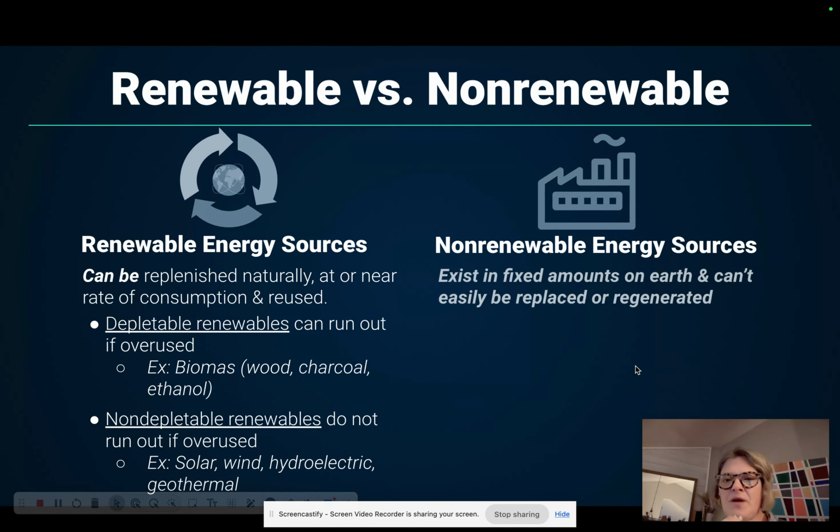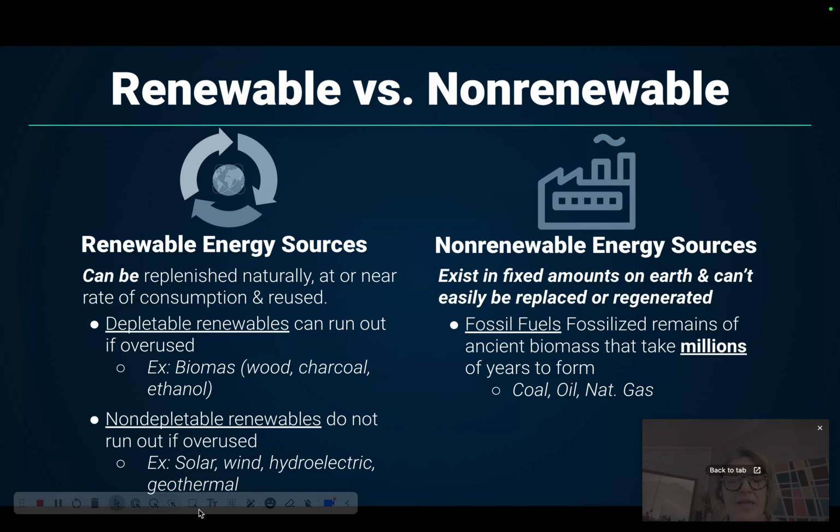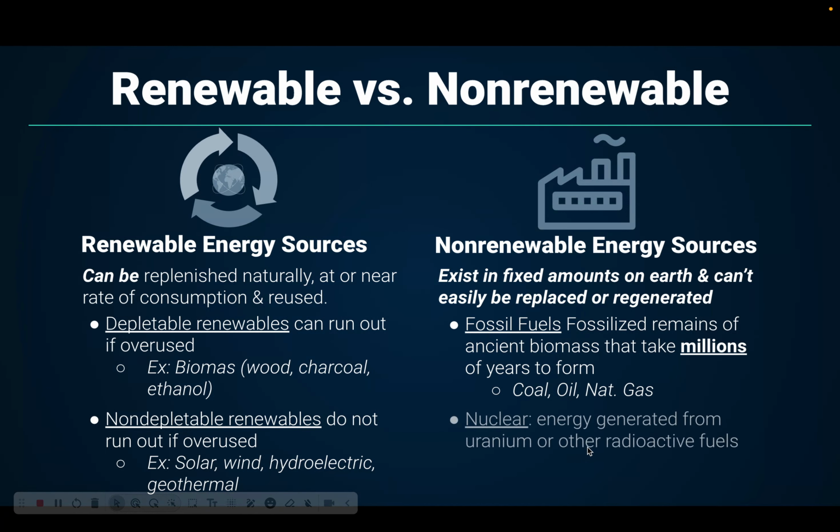All right. And then we have the other type of resources, which are those non-renewable resources. So these exist in fixed amounts on Earth, and what makes them different from depletable renewables is that they do not renew themselves quickly. They take millions of years to be replaced or regenerated. So that's going to be all of our fossil fuels, and it's also going to be our nuclear energy.